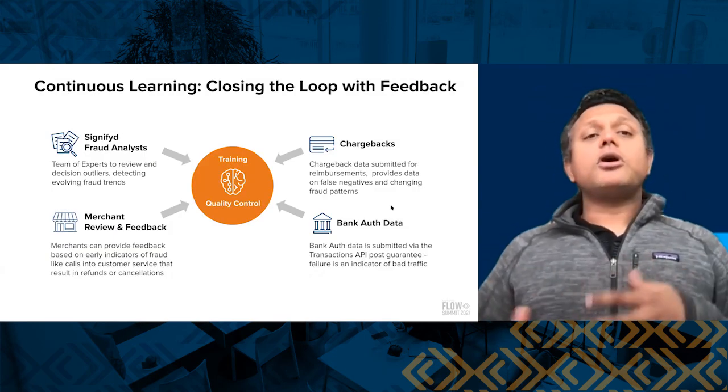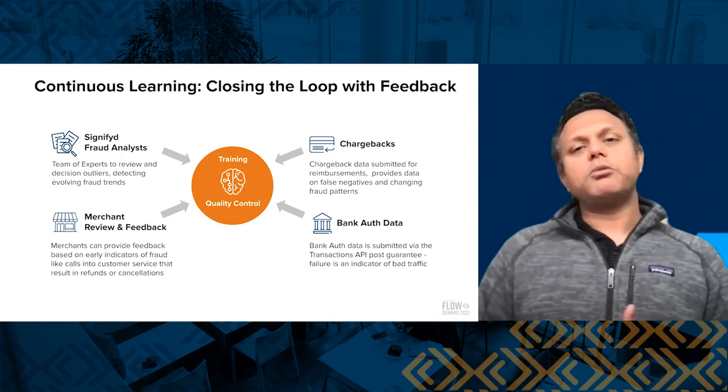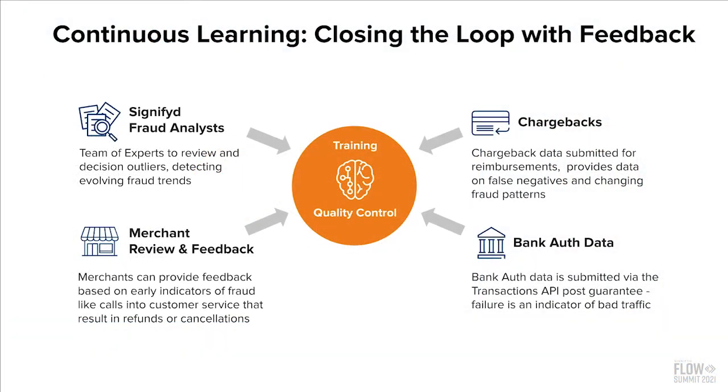And I want to also talk about the continuous learning aspect of our models. We have four different parts that supply feedback into our models. One is, of course, our fraud analysts who are looking at our models' decisions. They're reviewing them, making sure that the decisions make sense. Are there any outliers? Are there good transactions that we are declining, or vice versa? And they are detecting fraud trends that help us develop features and make appropriate changes to our models.